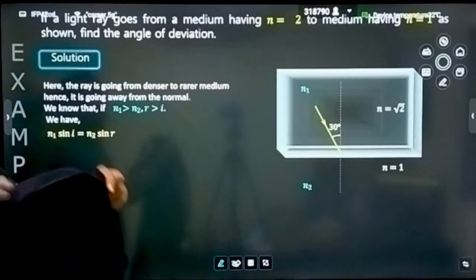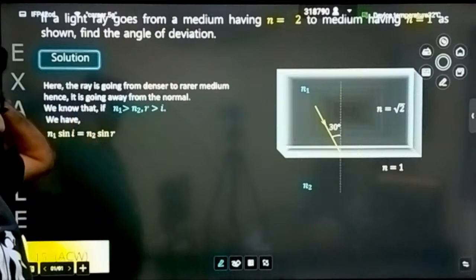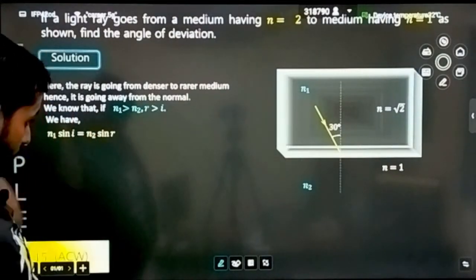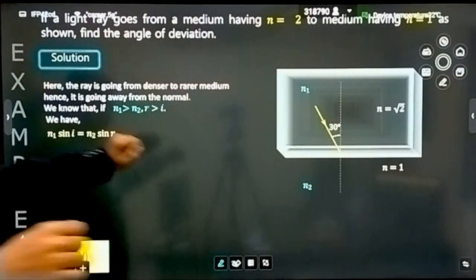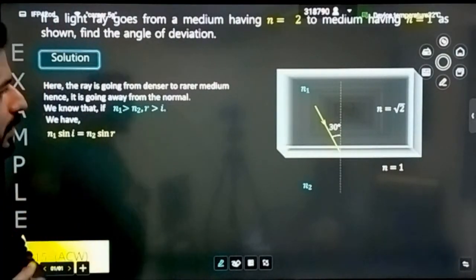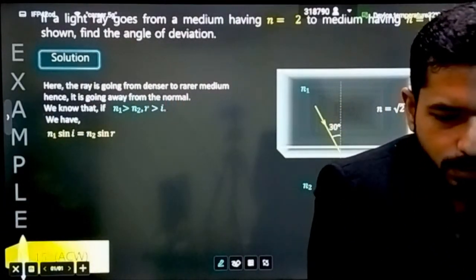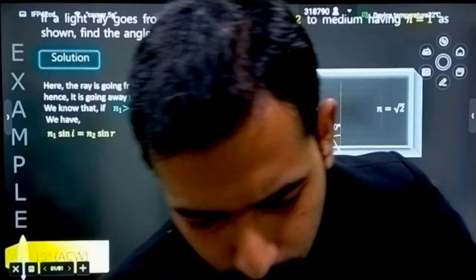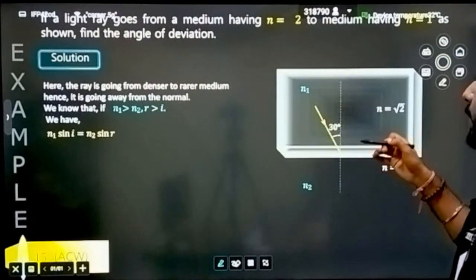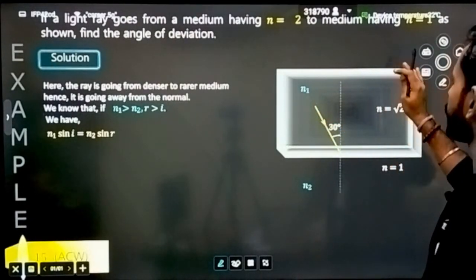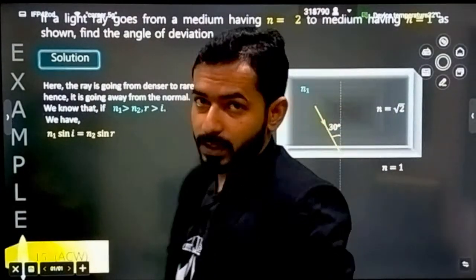See, if a light ray goes from a medium having n equals 2 to a medium n equals 1, actually it is going from n equals root 2. Either in the question there is a mistake or in the diagram there is a mistake. Anyways, we will calculate both cases, no problem. Let's cross check which one is coming correct. If a light ray goes from a medium n equals either root 2 or 2 to a medium having n equals 1 as shown, find the angle of deviation. Angle of deviation, how much will it be?